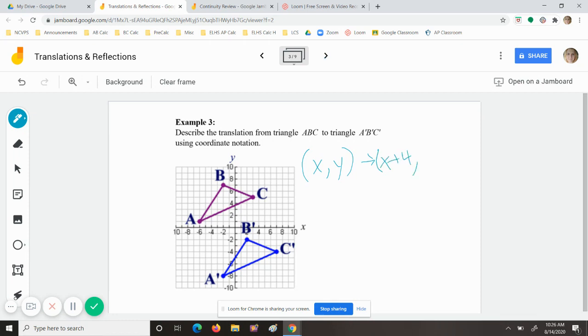Okay, let's take a look at our y coordinates. We started out at 5 and we ended up at -4. So to go from 5 to -4, we had to move down 9 units. So we're subtracting 9 units from our y. So this is coordinate notation. We're saying that we started out with an xy coordinate, and then we added 4 to that x, and we subtracted 9 from that y to get our new coordinates to do this translation.